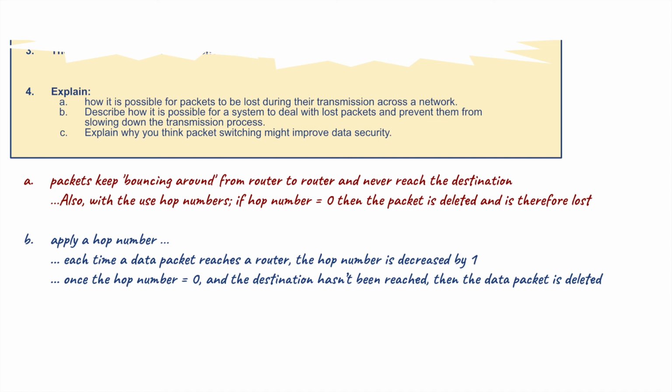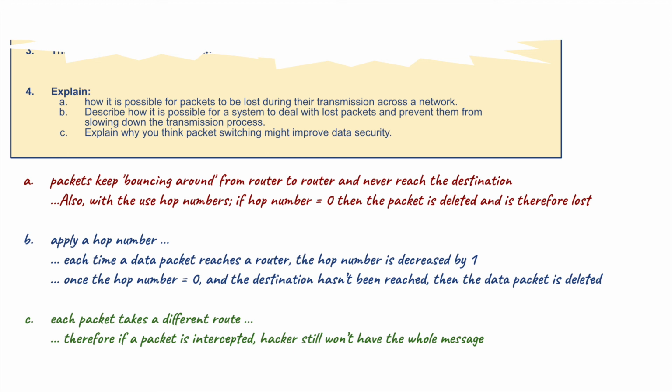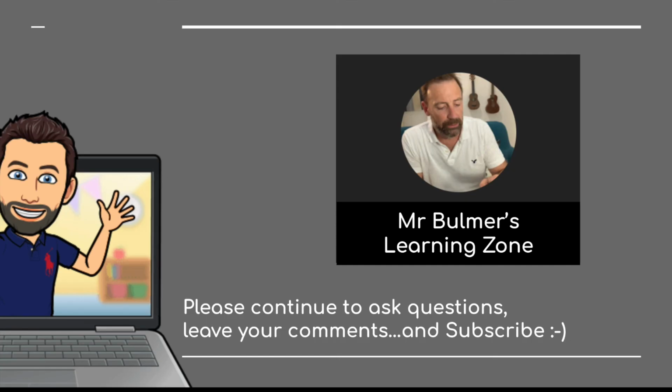Okay, and finally C, explain why you think packet switching might improve data security. Well, each packet takes a different route. Therefore, if a packet is intercepted, hackers still won't have the whole message. So they might be able to get parts of the message, but with it being split in so many different ways, it will be very difficult, if not impossible, for a hacker to receive the whole message. That is it for the first question in topic 2, data transmission.